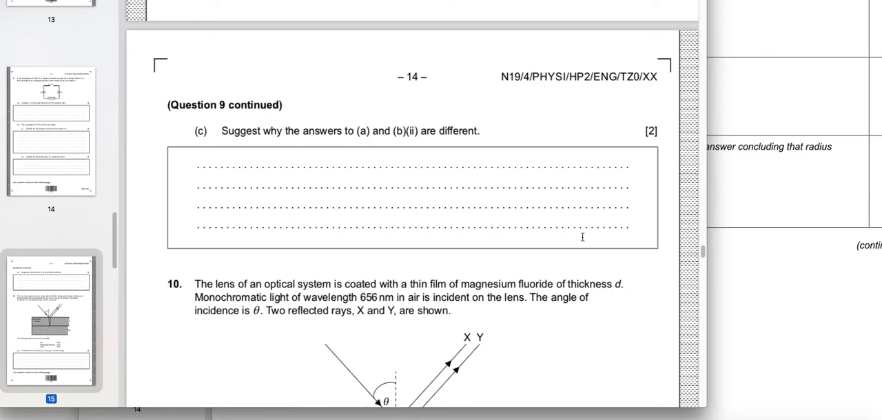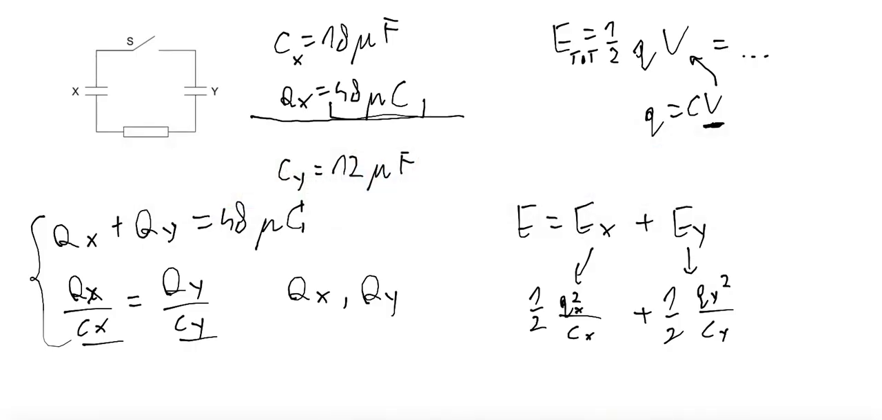Suggest why answers A and B are different. So, in my opinion, the answer at A is bigger than the answer at B. Why? Because we have a resistor. To charge capacitor Y, current must flow, so heat is dissipated in the resistor. So the answer is because thermal energy is created when current flows.